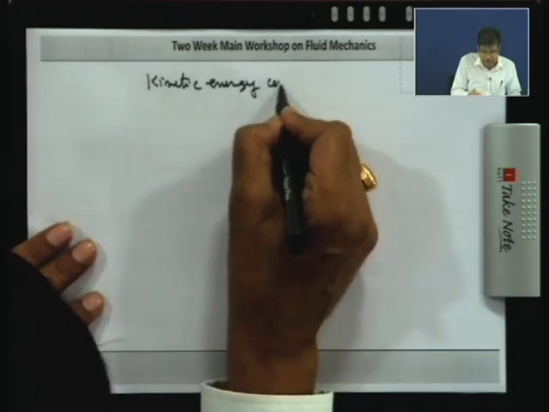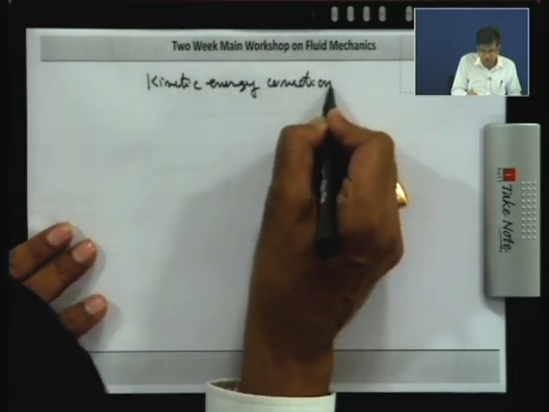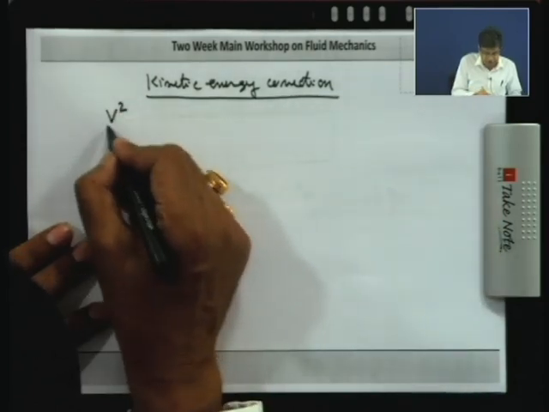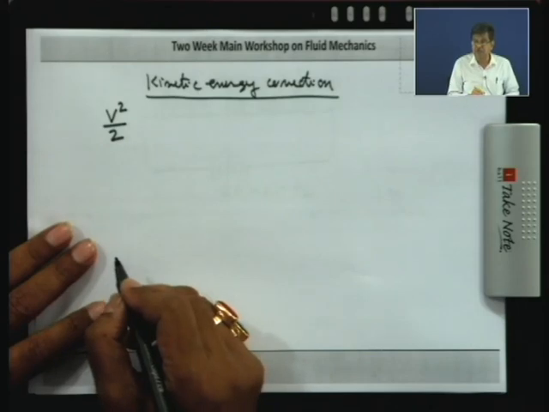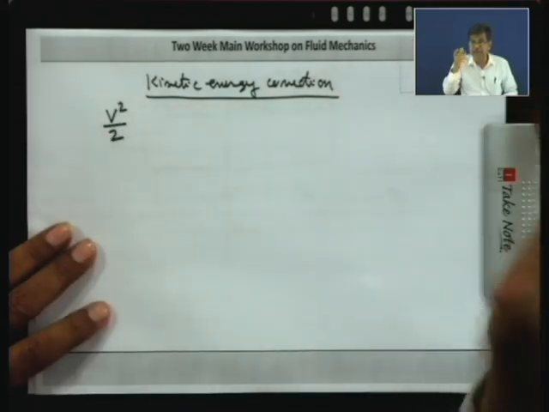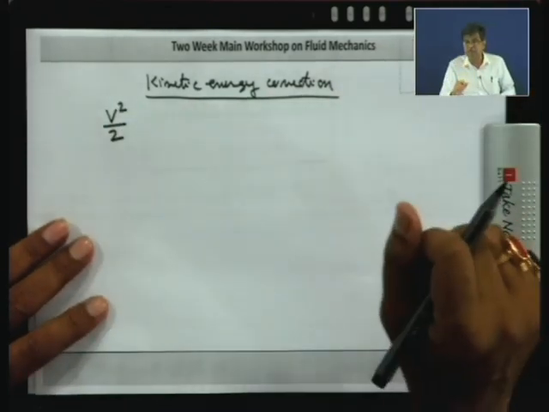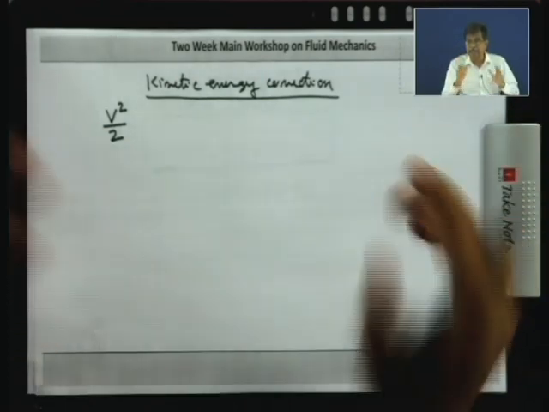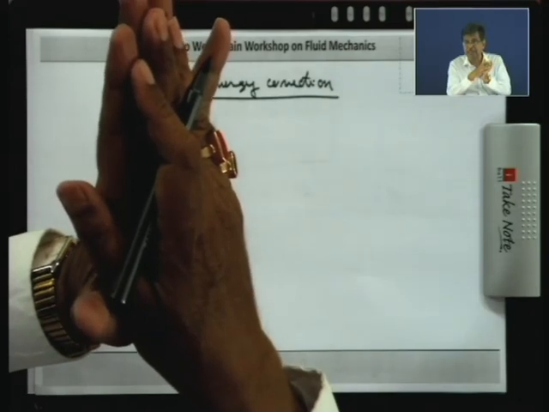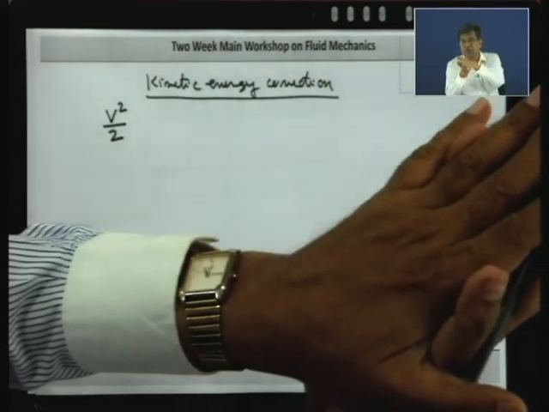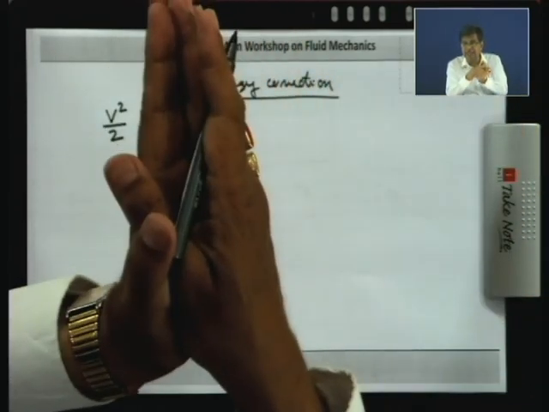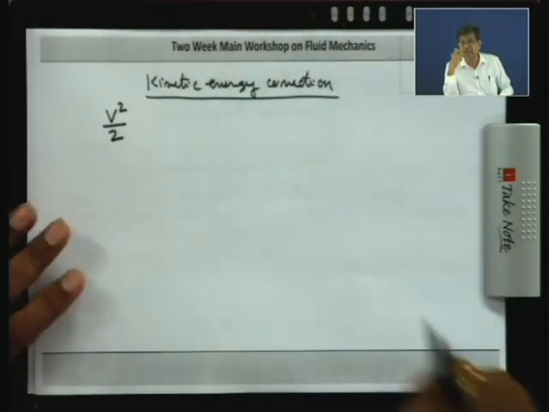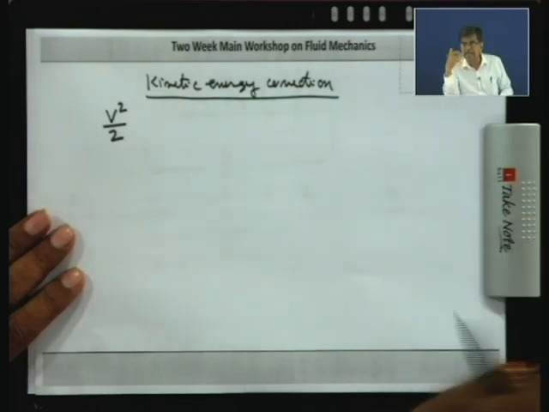So far, when we represent the Bernoulli's equation, the kinetic energy we represent by V square by 2, but this V is defined as the average flow velocity. This concept is based on the volumetric flow rate divided by cross sectional area. If you multiply the cross sectional area with this average flow velocity, it gives the volume flow rate. Therefore the square of this average flow velocity divided by 2 may not represent the kinetic energy. Then you have to define an average velocity based on the kinetic energy.